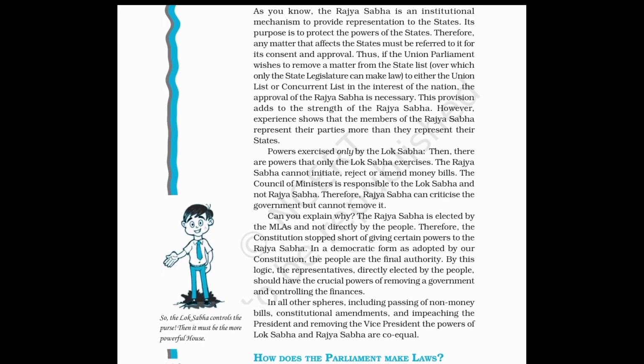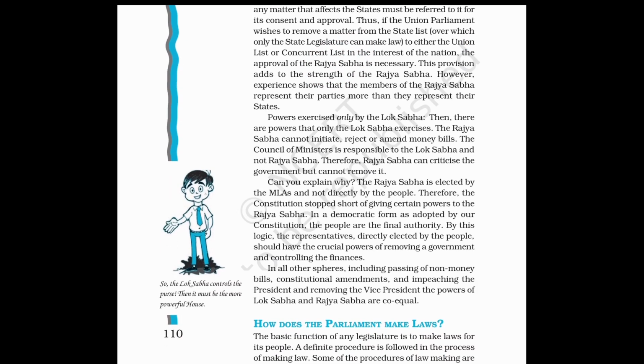Then, if the Union Parliament wishes to remove a matter from the state list, because over the state list only the state has the power to make laws, except in certain situations which we'll discuss later. But if the Parliament wants to remove some matter from the state list and put it in the Union or the concurrent list, Rajya Sabha's approval is very important, and we need to see that this is actually done in practicality. This is what we see from experience, that Rajya Sabha is not doing its work. The idea is to represent the state, but at times it's seen that the members are just trying to represent their parties.